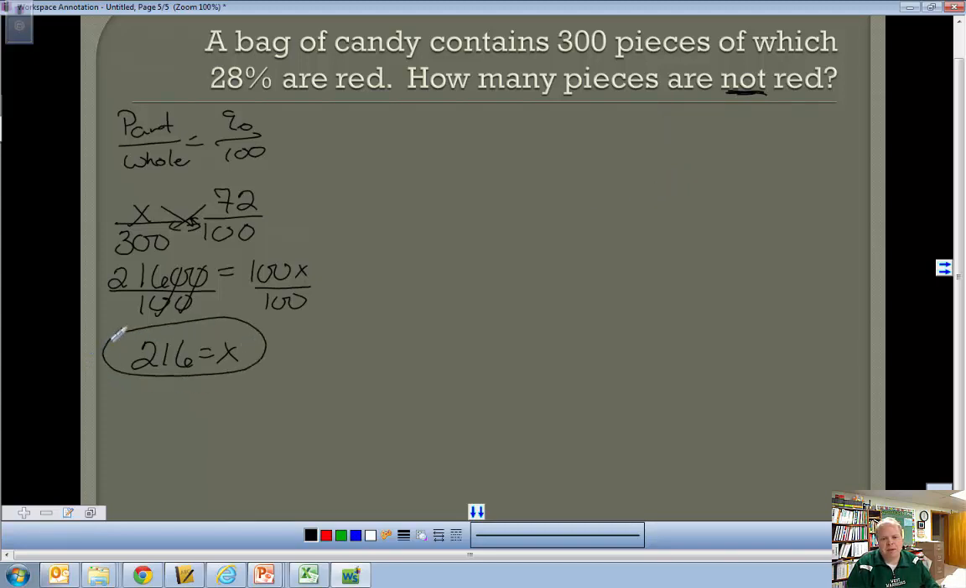So I've shown you 3 different examples on how to solve this problem, depending on what we're looking for. Make sure all those are written down in your notes.